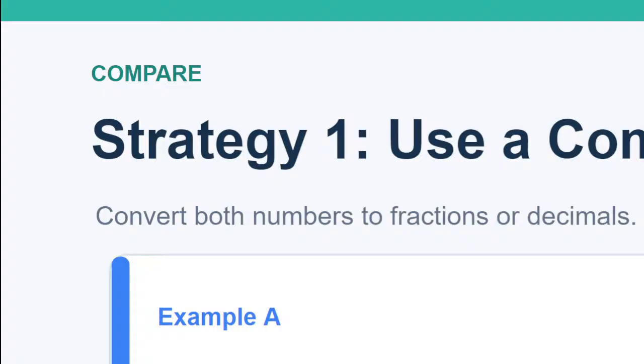Strategy one: use a common form. Convert both numbers to fractions or decimals. Compare 0.6 and 5 over 8. 0.6 equals 6 over 10, or 3 over 5. 5 over 8 equals 0.625. So 0.6 is less than 5 over 8. Benchmark check: both numbers are greater than half, and 5 over 8 is a little further to the right.